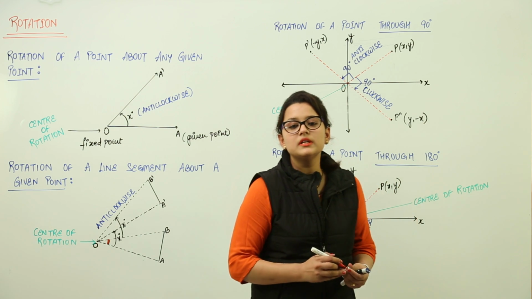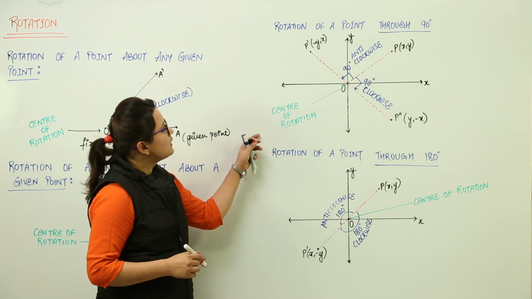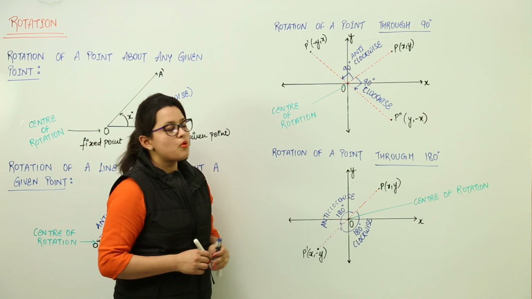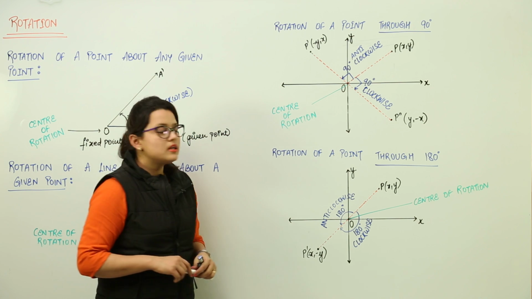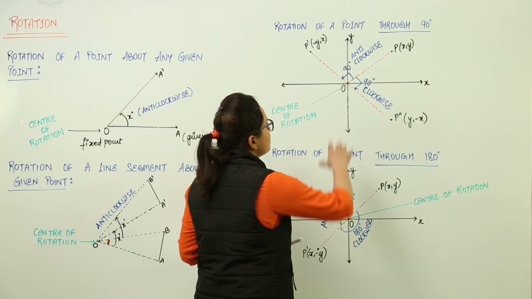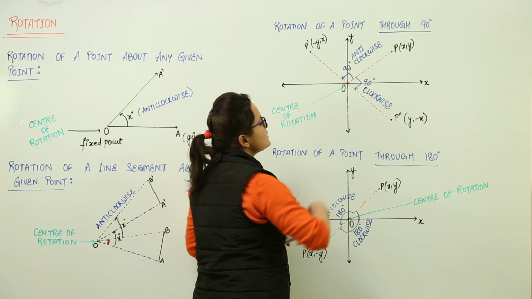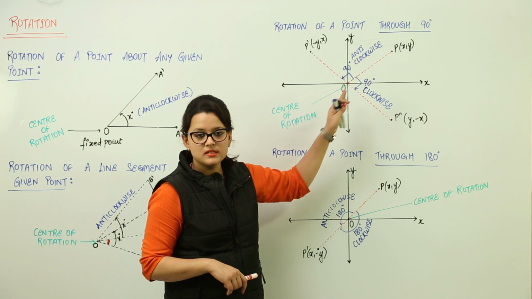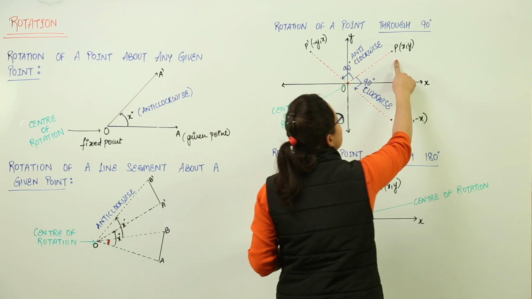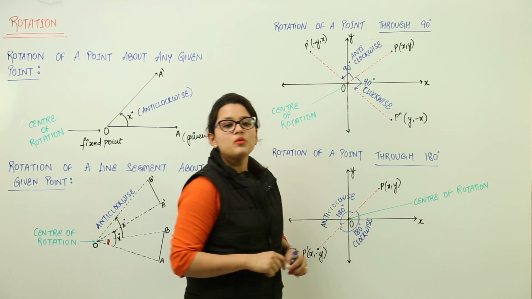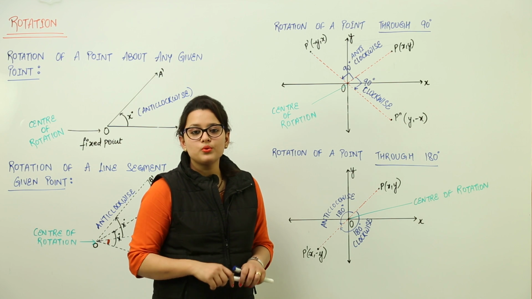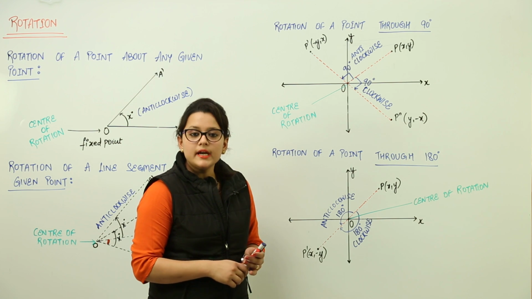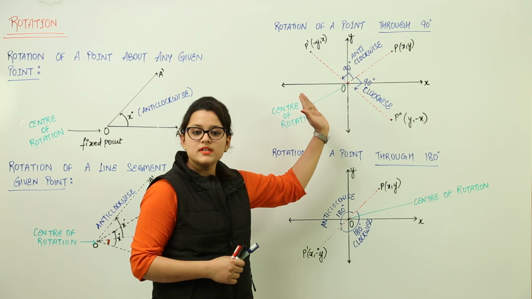Now moving on to the next type of rotation, we can have a rotation of a point through 90 degrees. Now this is the coordinate axis made in front of you. You have the x axis, you have the y axis. We have taken a point P having the coordinates x and y. Now if I want to rotate this point 90 degrees in anti-clockwise direction.